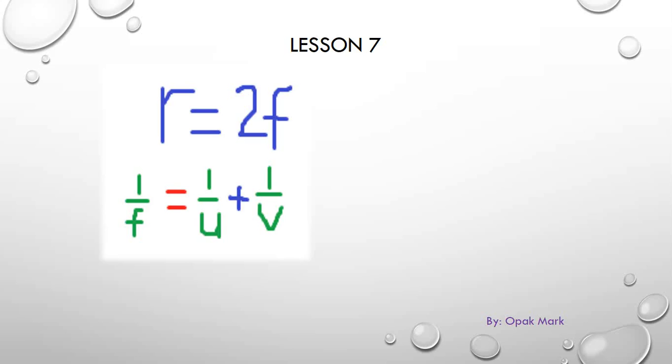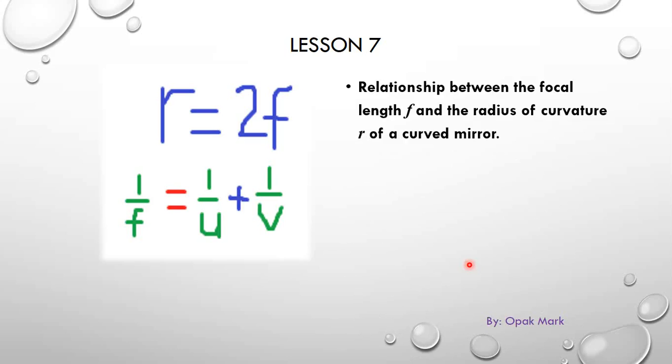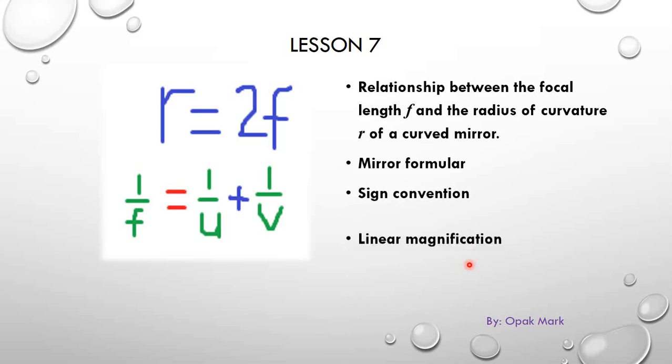Hello, welcome to our lesson 7. In this lesson, we are going to look at the relationship between the focal length f and the radius of curvature r of a curved mirror. We shall also look at the mirror formula, sign convention, and lastly, linear magnification.